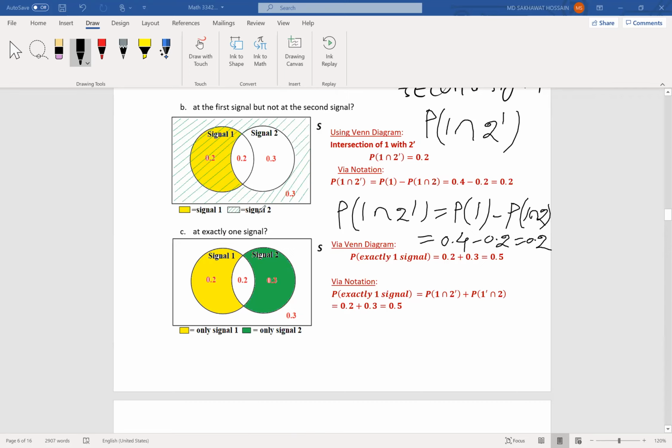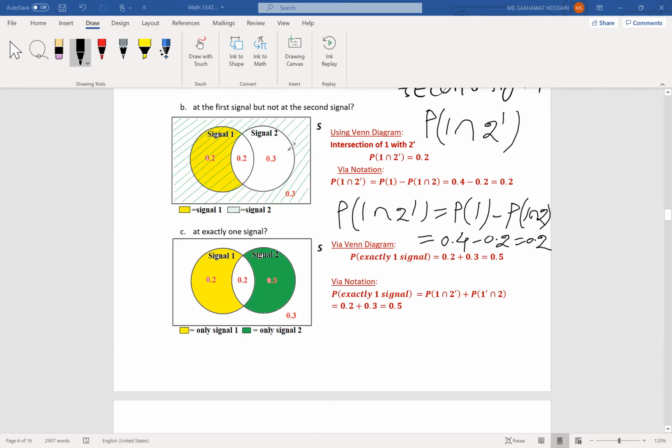Okay, so you can also use the Venn diagram. So the person will stop at the first signal. The probability is 0.4, and the probability of the intersection is 0.2. So the probability of the yellow part will be 0.4 minus 0.2, which is 0.2.